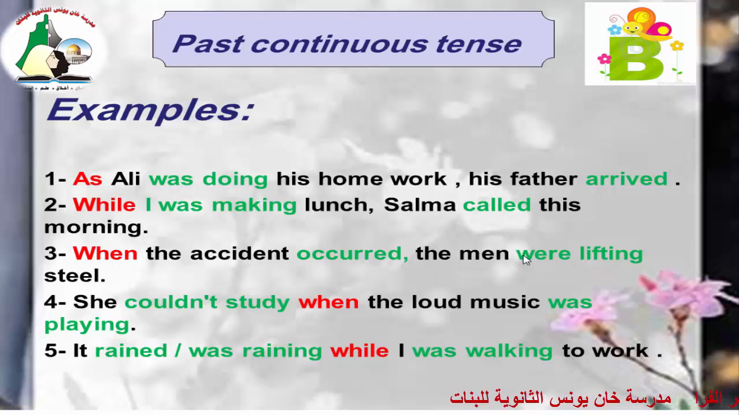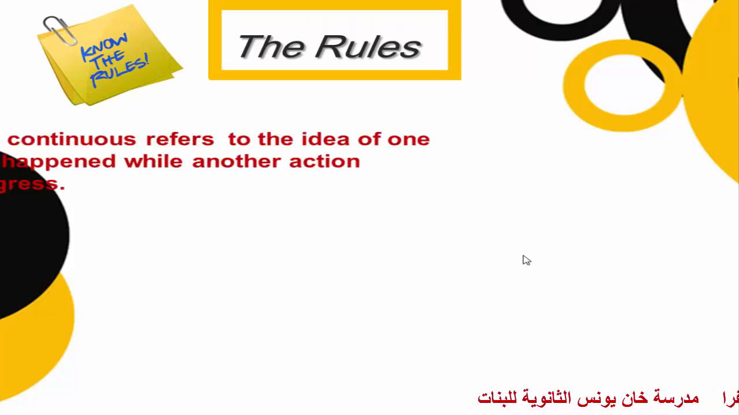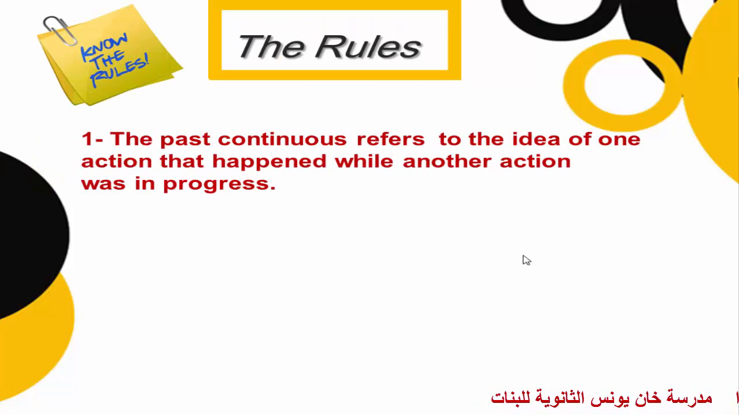Now let us see the rule. Look at the first one. The past continuous refers to the idea of one action that happened while another action was in progress. As we said, we have two actions. One of them began and continued until the second one came and interrupted the first action. So we have two ideas: the idea of continuous action, which began first and continued for time, then it was interrupted by another action. It is the past simple tense.